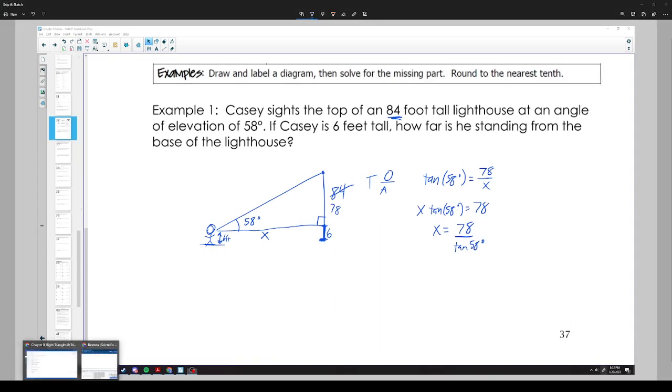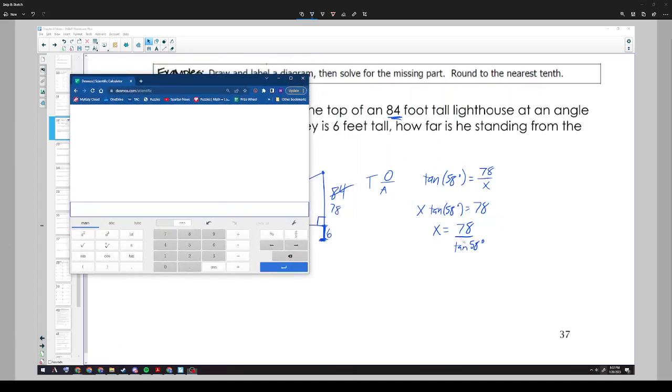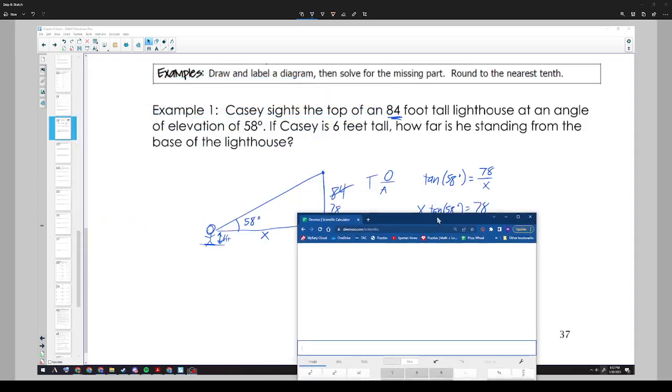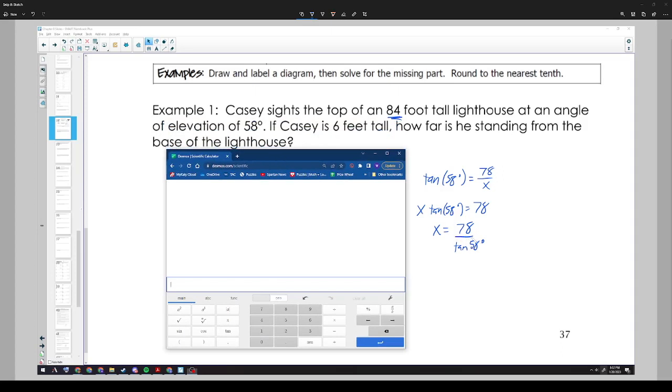Okay, so I've got our trusty Desmos calculator up again, and we're going to type this in. Keep in mind, this is a precise answer. Like, if we wanted an unrounded answer, 78 over tangent of 58 degrees is a perfectly legitimate unrounded answer. The problem with it is, if we want to know how far is Casey from the lighthouse and we say this, that doesn't have a lot of meaning. Like, none of us really probably has a good idea of what that distance actually is.